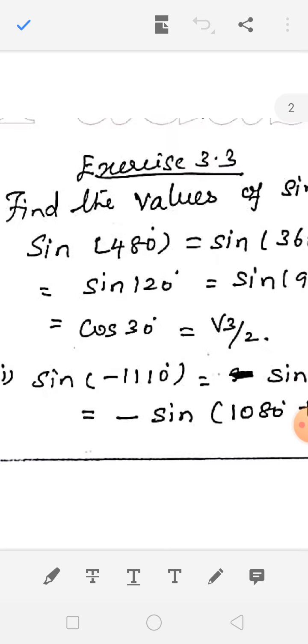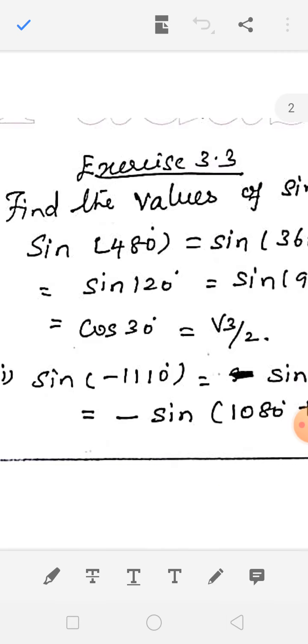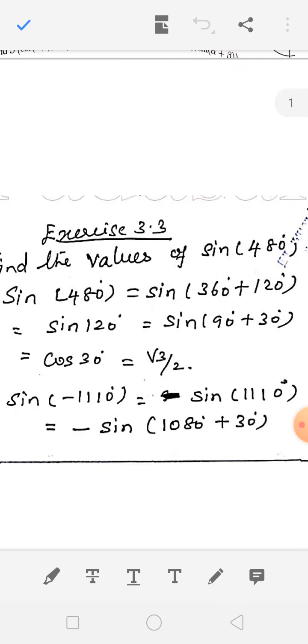Sine of minus 110 degree. Okay. So what property do we have to use first? Sine of minus x property we must use. Sine of minus x is equal to minus sine x. So here in the place of x we have 110 degree. So it will become minus sine of 110 degree. Keep the minus there and put the sine there.